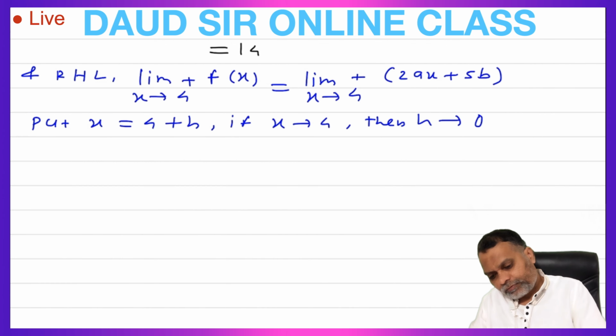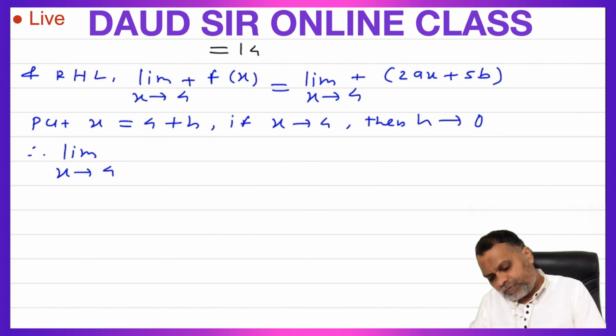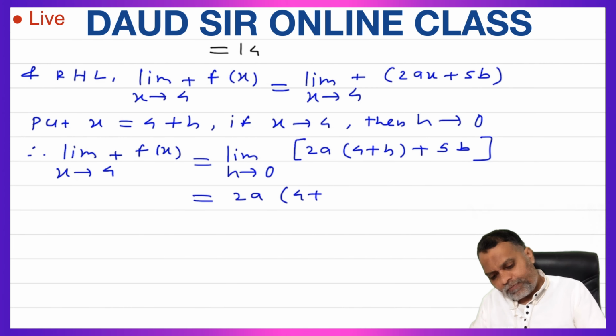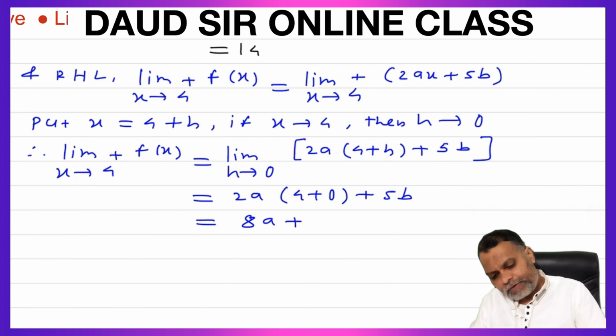Therefore, right hand limit will become limit x tends to 4 plus f of x is equal to limit h tends to 0, 2a into 4 plus h plus 5b. Put h is equal to 0, 2a into 4 plus 0 plus 5b, which is equal to 2 fours are 8a plus 5b.